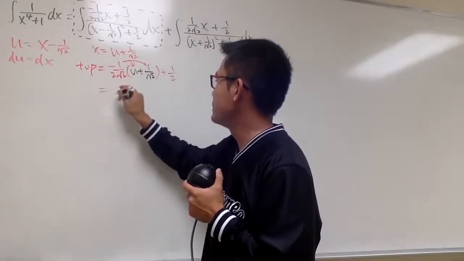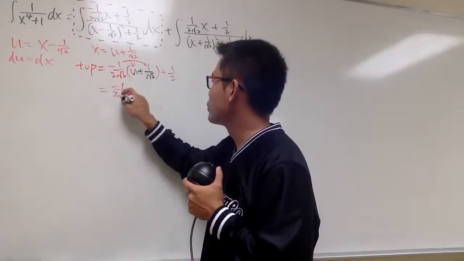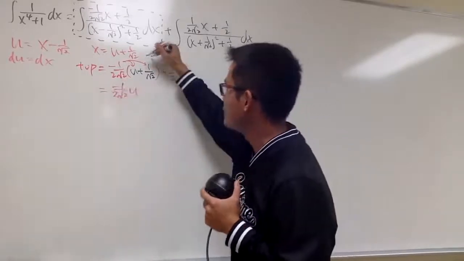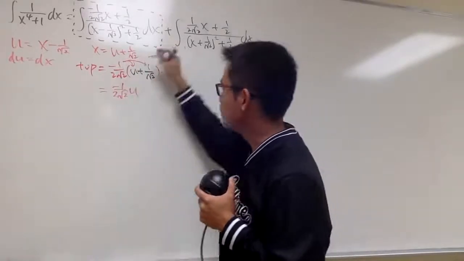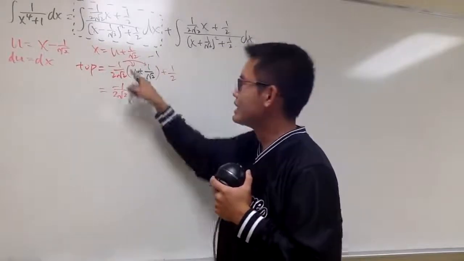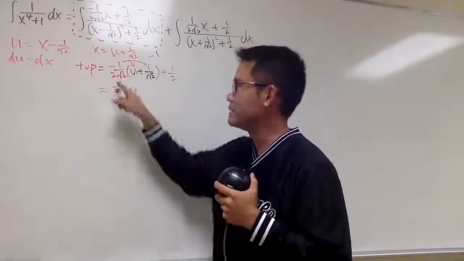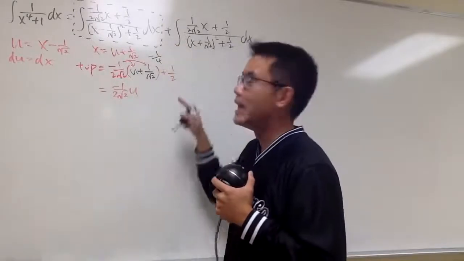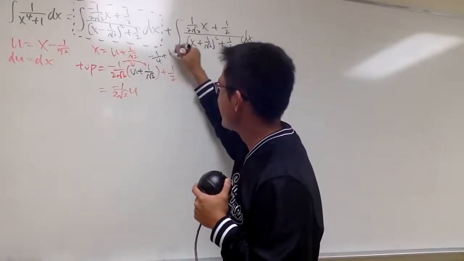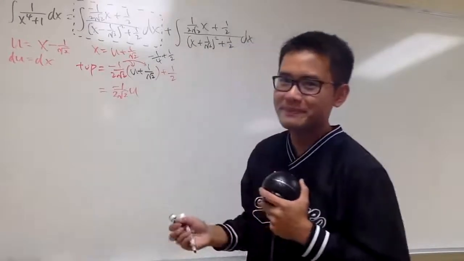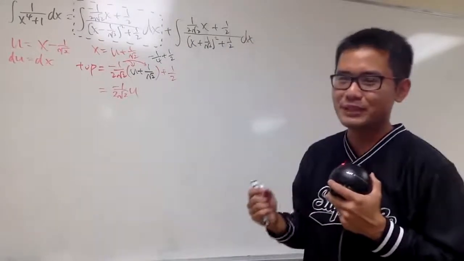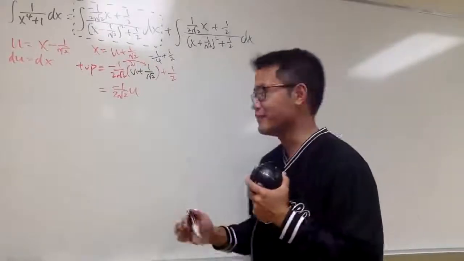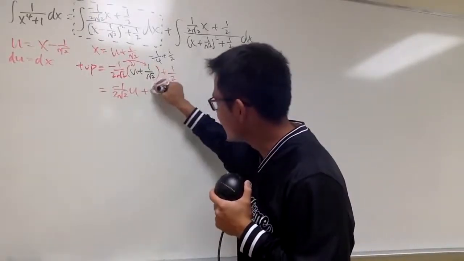So this times that is just going to be negative 1 over 2√2 u. This times that, we know it's going to be negative. 1 times 1 is 1. Square root of 2 times square root of 2 is 2, times this 2 is 4, so we have negative 1 over 4, plus this 1/2. What's negative 1 over 4 plus 1/2? It's positive 1/4, right? So we add it with 1 over 4.